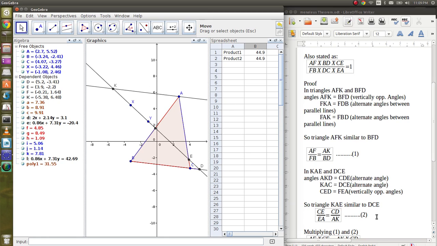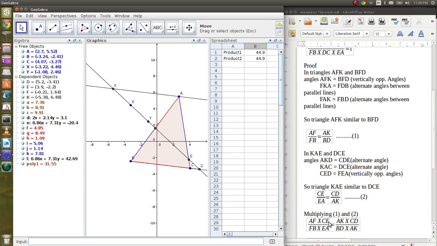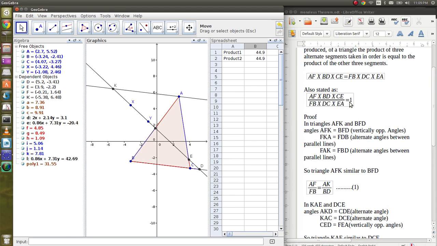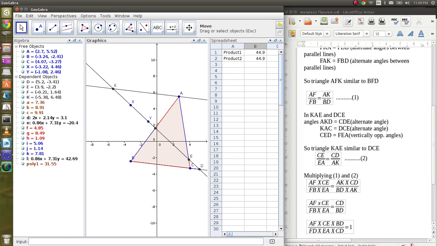Now multiplying 1 and 2, we get AF into CE by FB into EA equals AK into CD by BD into AK. Okay, now on the right hand side, the AK is cut out and we get CD by BD. Now if we bring this fraction to this side, we get AF into CE into BD by FB into EA into CD equals 1, which is our first statement. This proves our Menelaus theorem. Thanks.